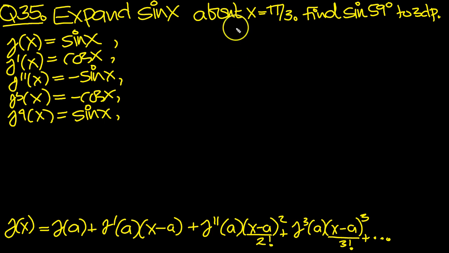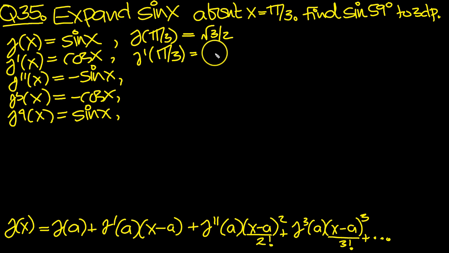Here, here, and here. So the a is pi over 3, so f of pi over 3. Pi over 3 is 60 degrees, sine 60 is root 3 over 2. F dashed, pi over 3. Cosine 60 is the same as sine 30, and we know that's a half. F double dashed of pi over 3. Sine 60 with a minus, so that's root 3 over 2 with a minus.